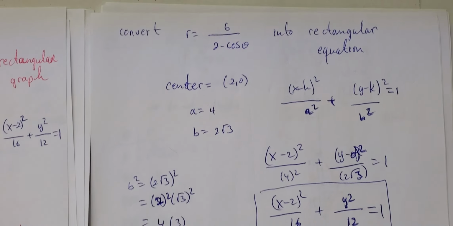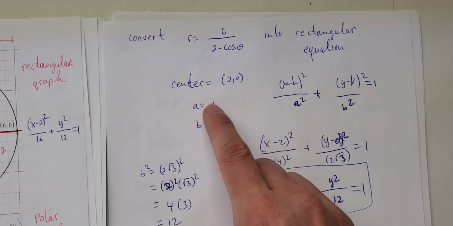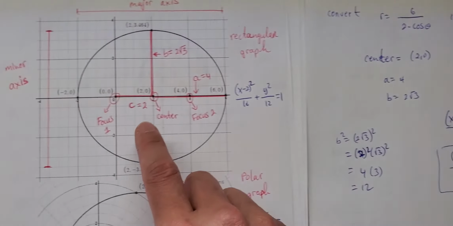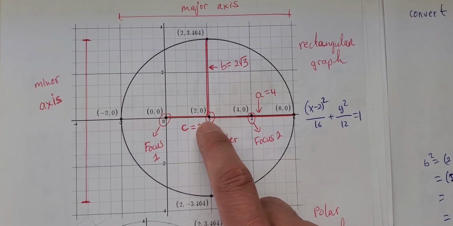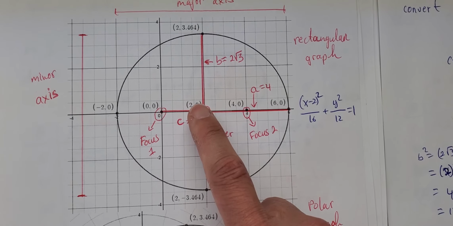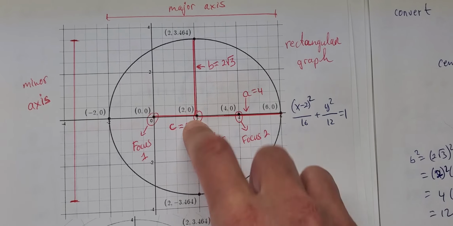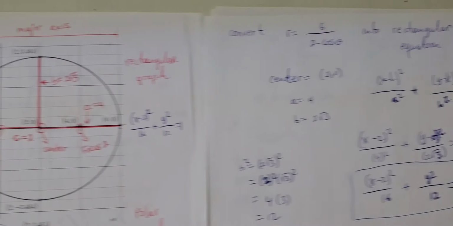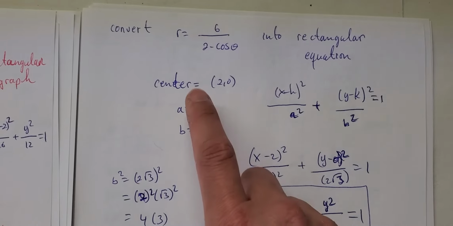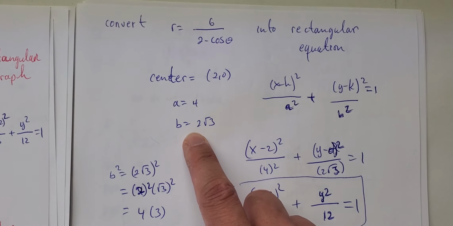Three things we need to have are our center, our A, and our B. According to the graph, our center is right here, which is (2, 0). The distance of A is from here to here, which is 4. The distance of B from the center up is 2 square root 3. So we have our center, our A, and our B.